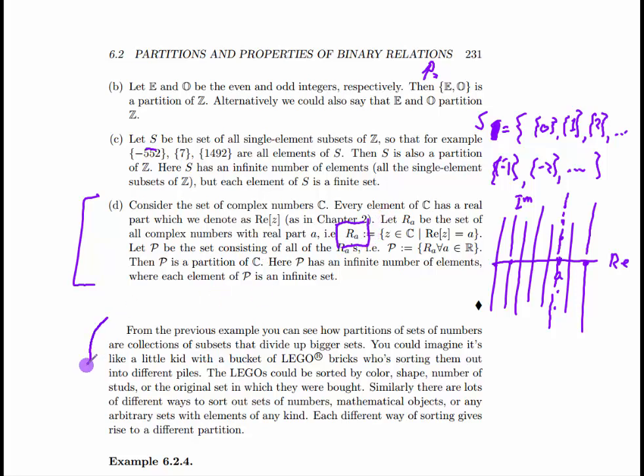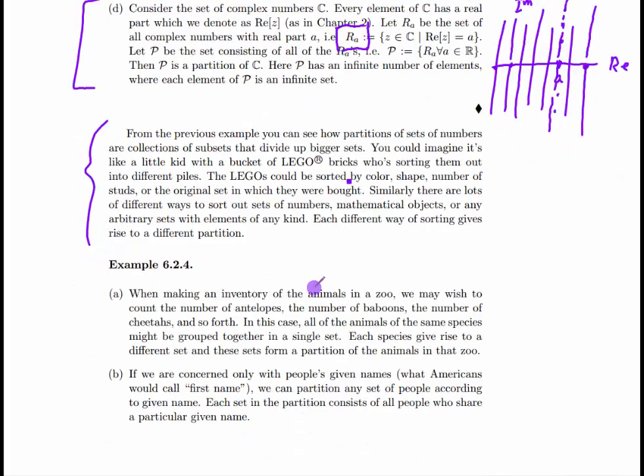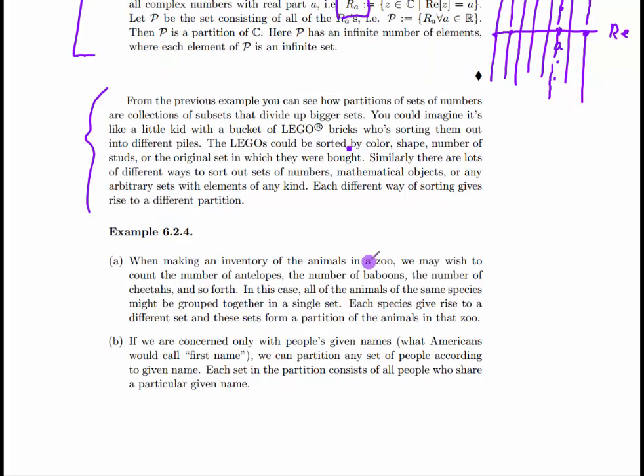Okay, so what are partitions? Partitions are simply breaking up sets according to some classification. Here's one example. If you have Lego bricks, you could sort them by color, shape, number, or so on. And that sorting amounts to a partition. Here are some more examples of partitions. You can partition animals in a zoo according to species. You can partition people according to their given names. Every person has a given name, and a person doesn't have two different given names, at least in the United States. So every set in the partition consists of all people who share a particular given name.